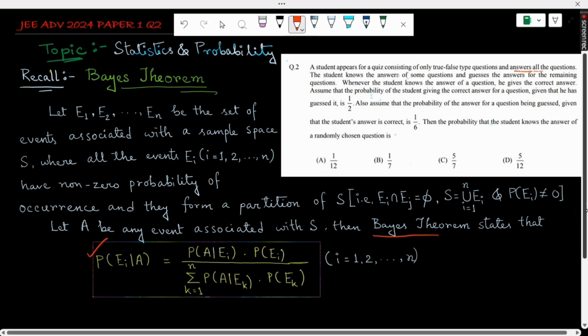Actually, Bayes theorem is nothing but the combination of the definition of conditional probability and the law of total probability, because probability of Ei given A means, according to the conditional probability definition, probability of Ei intersection A by probability of A. The numerator, probability of Ei intersection A, can be thought of as probability of A given Ei into probability of Ei, and the denominator probability of A can be written in sum form using the law of total probability.